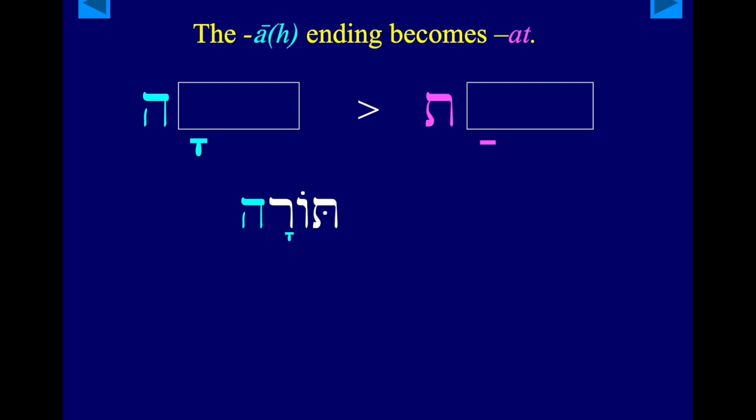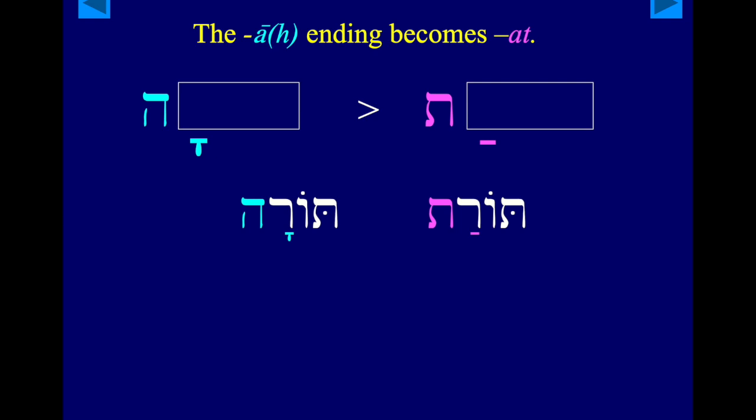So Torah, if I want to say the Torah of Moses, I wouldn't say Torah Moshe. Moshe is how you say Moses in Hebrew. I wouldn't say Torah Moshe. I would say Torat Moshe. Or the law of God, Yahweh, right? I wouldn't say Torah Yahweh. That would be the law of Yahweh. But that's not how people say it in Hebrew.